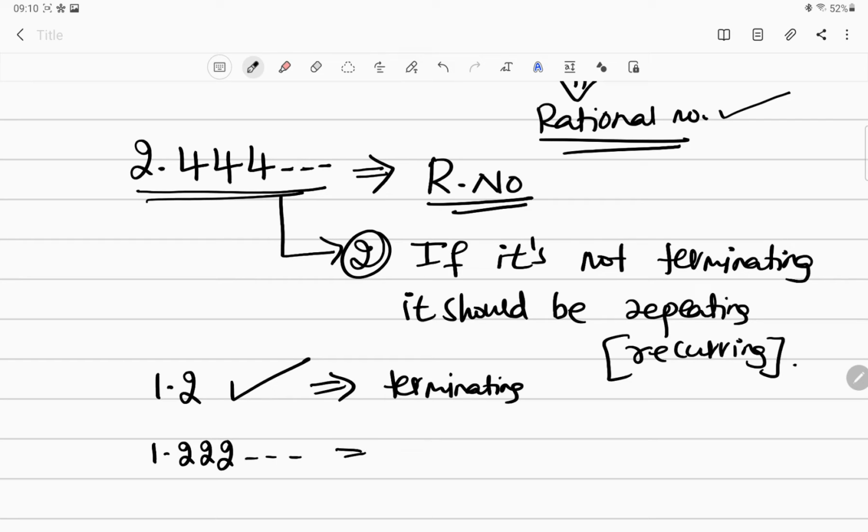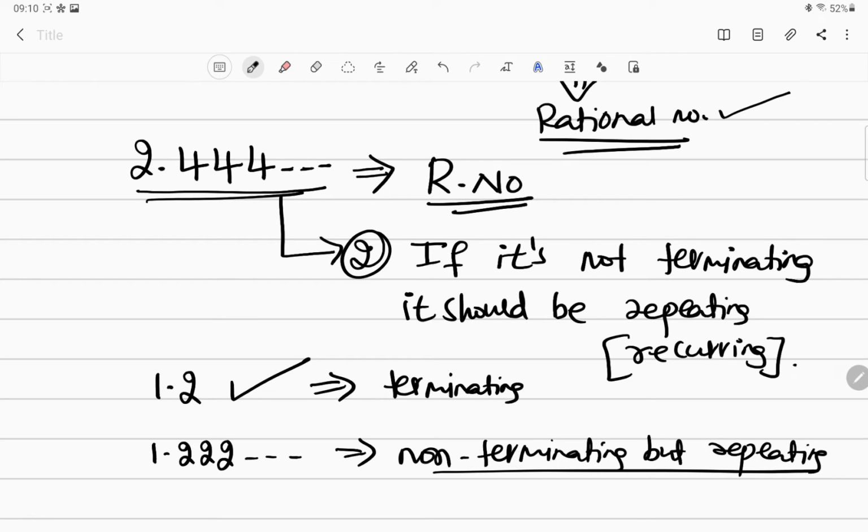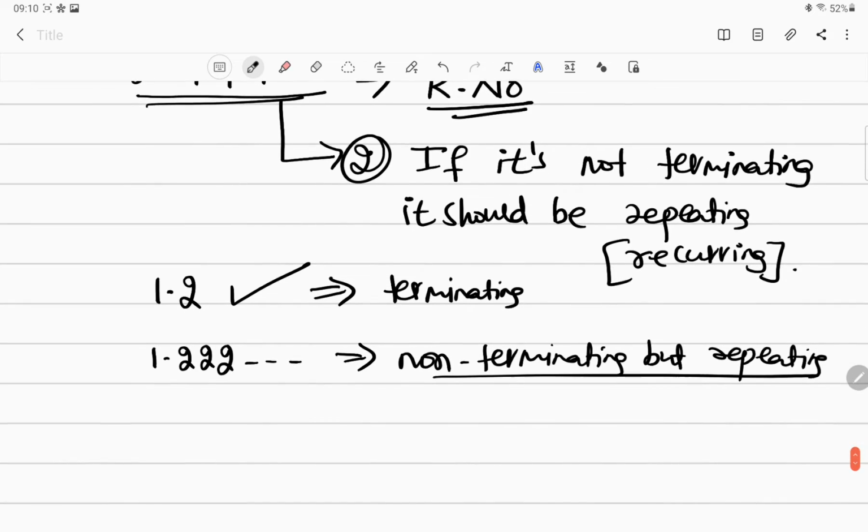1.2222, is it a rational number? Yes. Why? Because it is non-terminating, but the decimal expansion is repeating, no? So such numbers are said to be rational numbers. Very, very important point. All right.